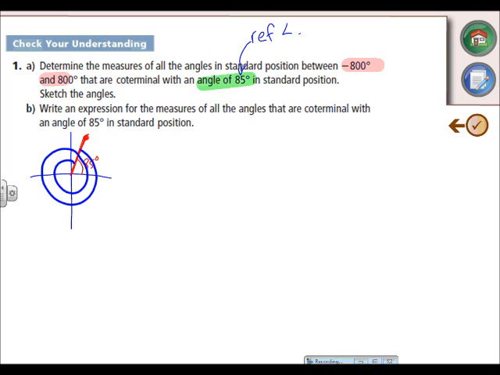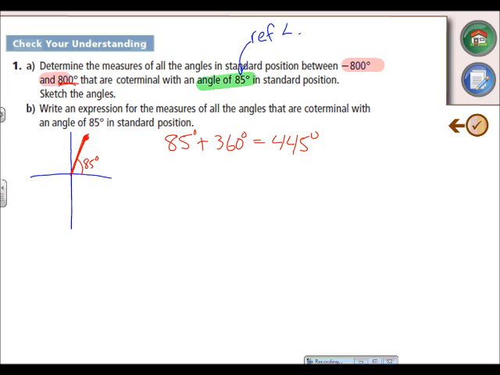I want to be able to go around positively however many times I can until I hit 800 degrees. I can't go past 800. Or negatively around as many times as I can until I hit negative 800. Can't go past negative 800. So let's check it out. I could go 85 plus, I better put the degree sign, plus 360 degrees. Adding those up, that gives me 445 degrees. That is less than 800, so that's a good one.